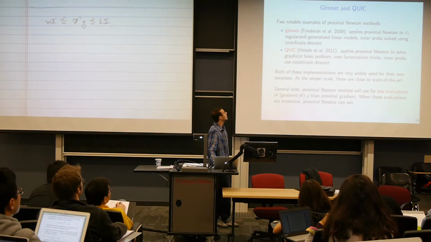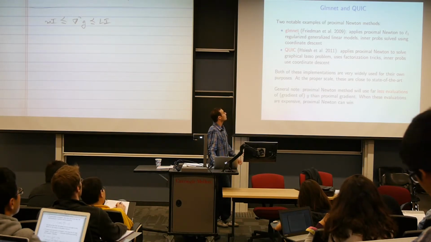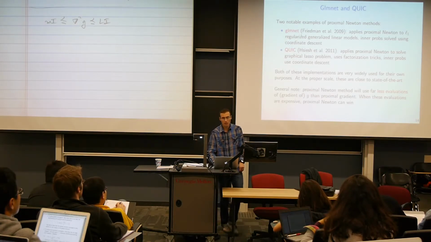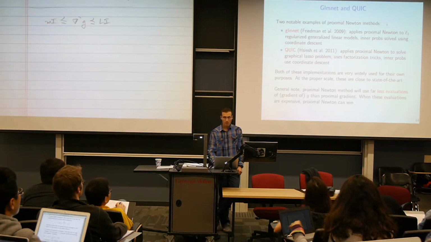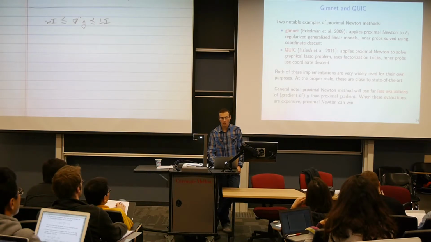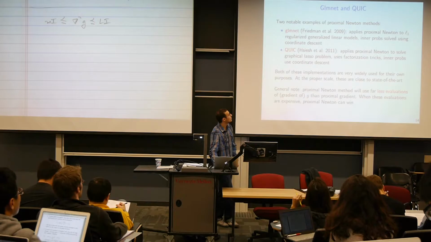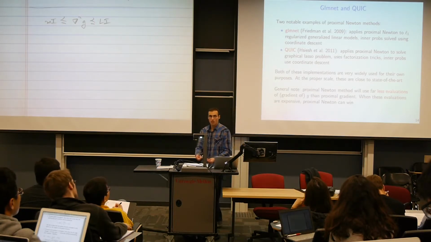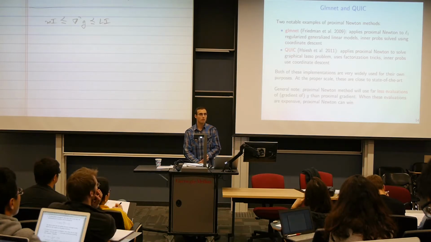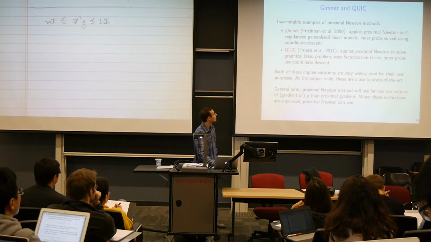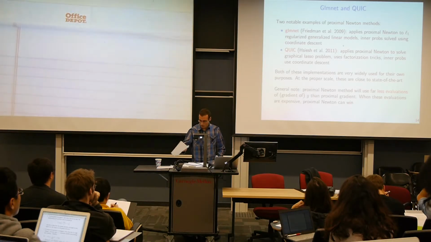So Glmnet is now a Fortran package that has a wrapper to R and MATLAB. That was written by Friedman and co-authors in 2009. And the idea is to apply proximal Newton to solve L1 penalized generalized linear models. So lasso is a case of that, but you wouldn't use proximal Newton for that because the loss is already a quadratic. But logistic regression, Poisson regression, multinomial, any generalized linear model loss, any exponential family loss, it handles.